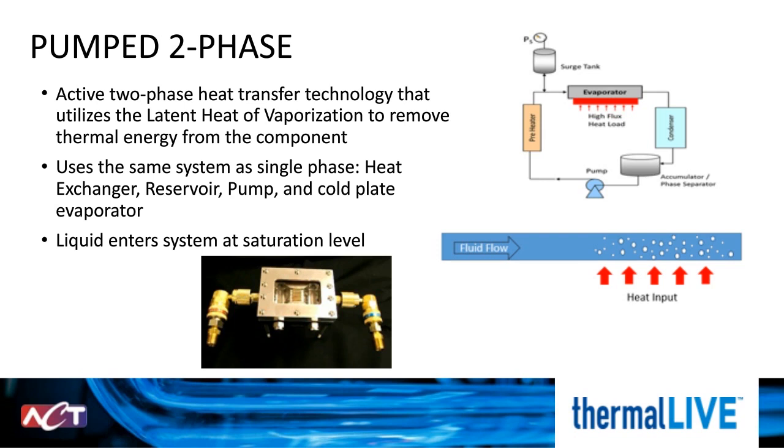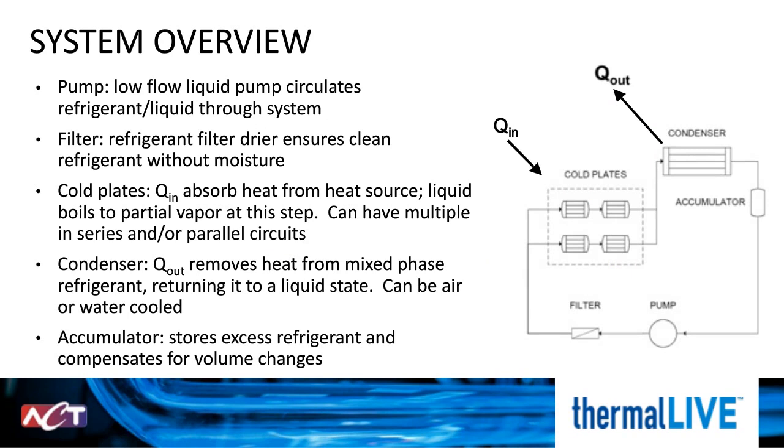Here, we have a pumped two-phase system that was designed with 4 cold plates, 2 in series that are then in parallel. This system also includes a filter to ensure the refrigerant is clean before it enters the pump, and an accumulator. An accumulator is used to store excess refrigerant to compensate for the volume change from the multiple cold plates. You can see at the condenser is where heat exits the system, and at the cold plates where heat enters the system.